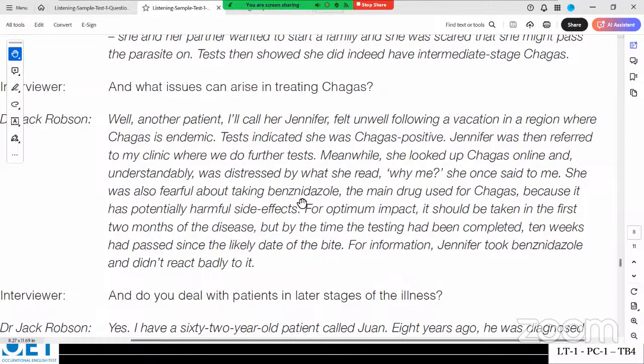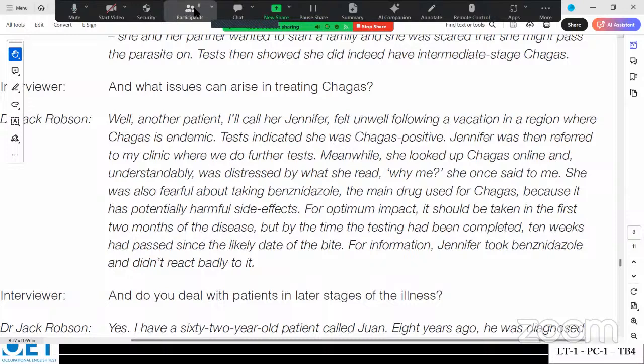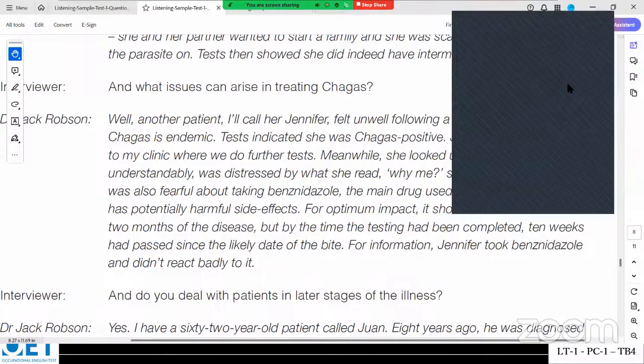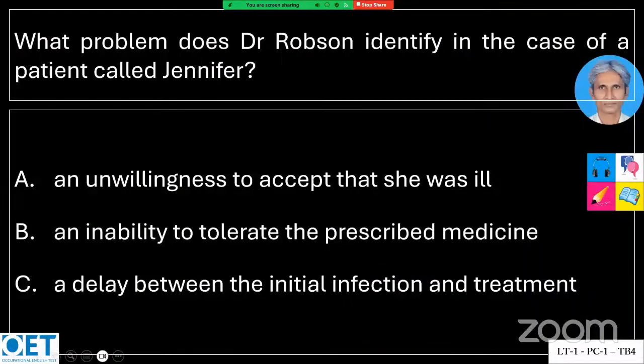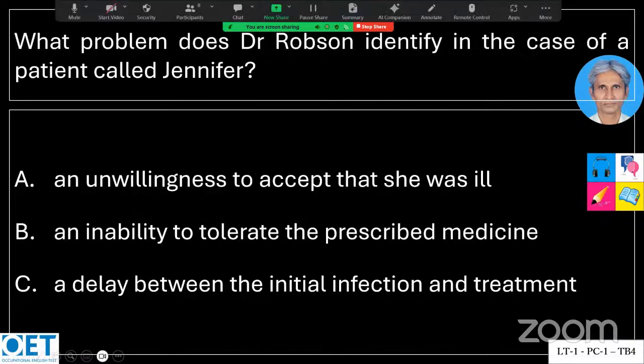Okay. For optimum impact, maximum benefit, it should be taken in the first 2 months of the disease. That means the more the delay, the less the impact; the sooner, the more the impact. The optimum impact, the sooner, the better. That is the point. So that is the fourth one. So we have done 4 questions so far.